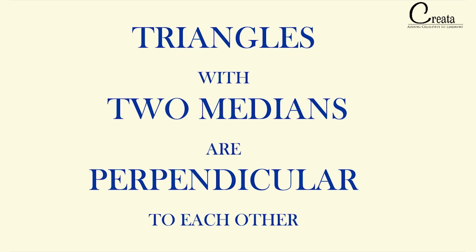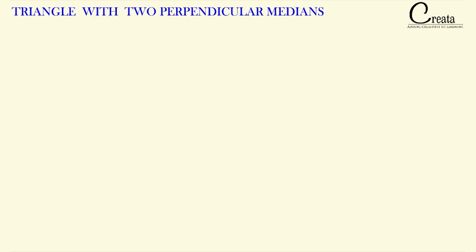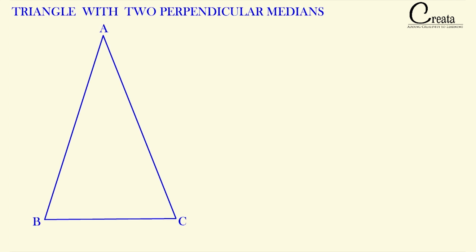Moving next, the next is also a special case, that is when 2 medians are perpendicular to each other. For that, let's take a triangle ABC with 2 medians as CF and BE. And these 2 medians, that is CF and BE, are perpendicular to each other. Okay, this is the case, the 2 medians are perpendicular to each other. Here CF and BE both are perpendicular to each other, means this angle is 90 degree.